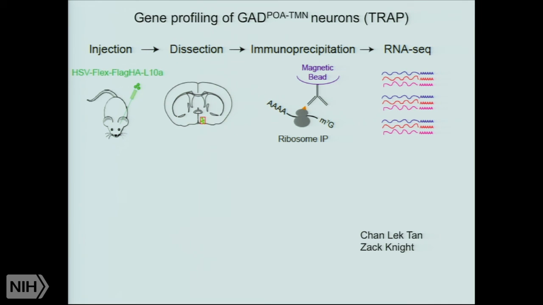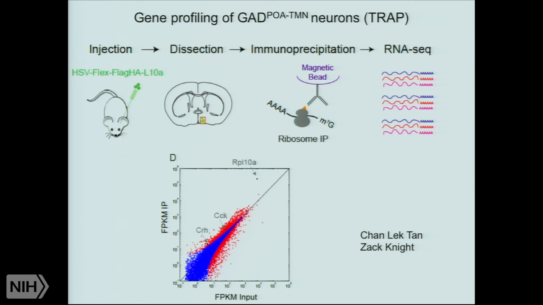So single-cell RNA-seq is one method. The other method we use is the so-called TRAP method, translating ribosome affinity purification. The idea is to inject this virus, which is also retrograde, to label the cells that project to a particular target with a ribosomal protein L10A that has the HA tag. Then we grind up the tissue and use an antibody against HA. This antibody is attached to magnetic beads so that we can pull down the ribosome. Because the ribosome is attached to the mRNA it is translating, we can pull down the mRNA together with it, and then we can sequence the mRNA.